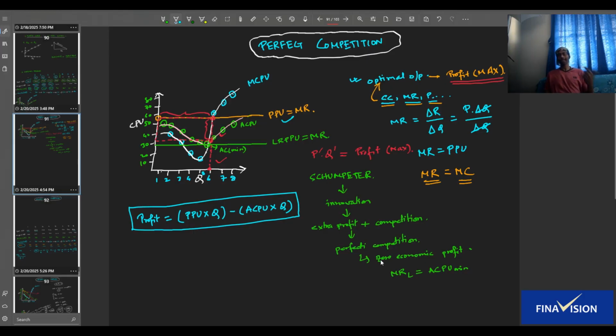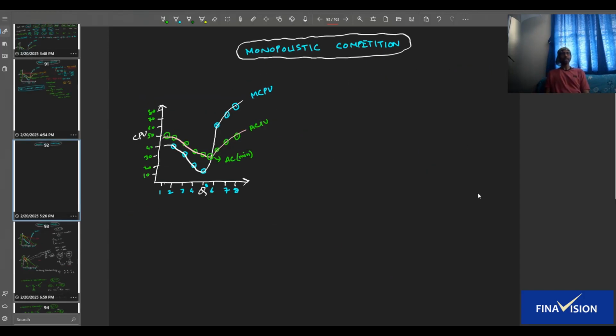Now we'll move into the next kind of market structure, which is monopolistic competition. Let's see. Now friends, once again we have our curve and we have the market structure, which is monopolistic competition. Here, how is the price curve and how is the marginal revenue curve? Obviously it is not flat. In a monopolistic competition, the price curve is downward sloping.